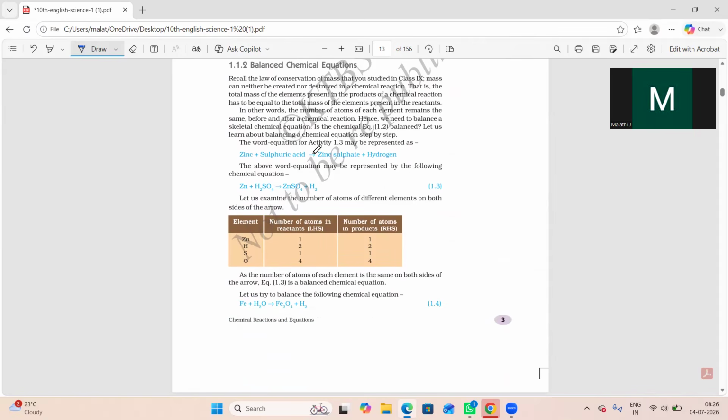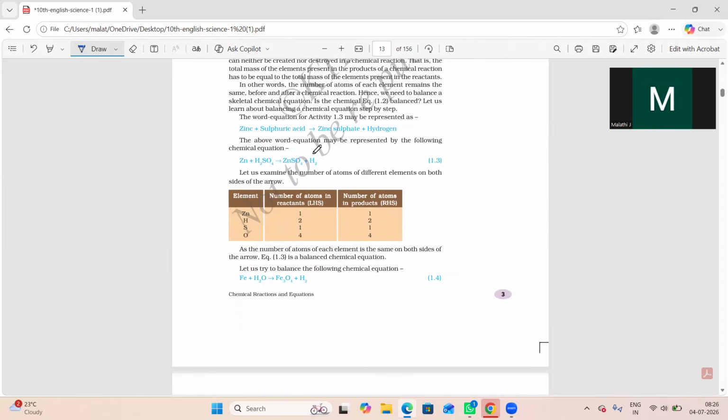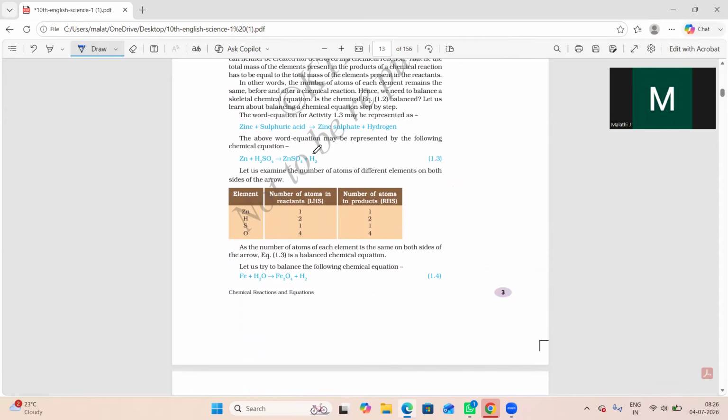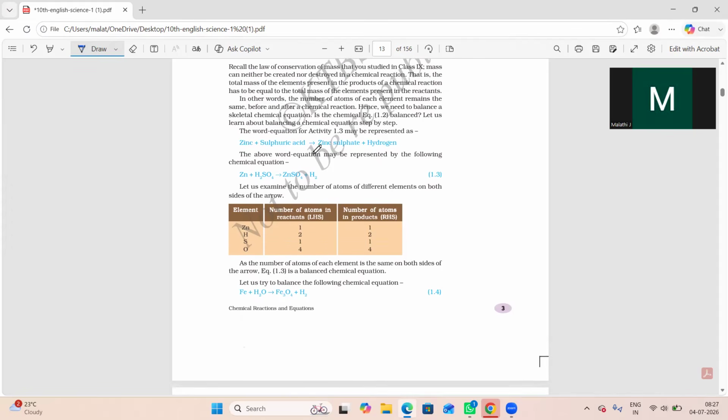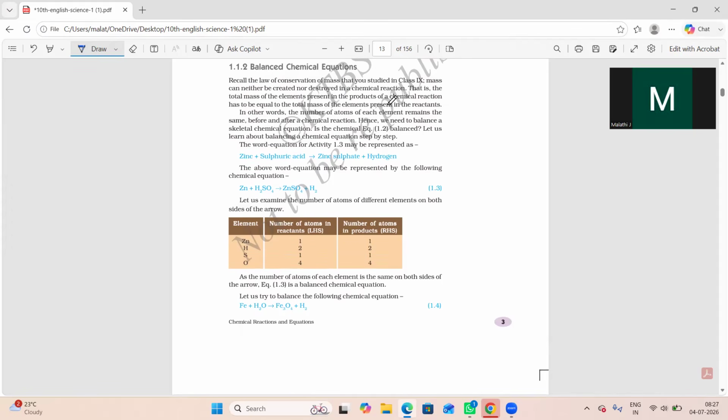You just have to check both the product side and the reactant side, whether the number of atoms present on the reactant side and the product side is balanced or not. You should check first. If the number of atoms on the reactant side and the product side is the same for all the atoms, then it is a balanced equation. If there is a difference in any one atom, then it is not a balanced equation and you should balance it. How it happens, we should see.